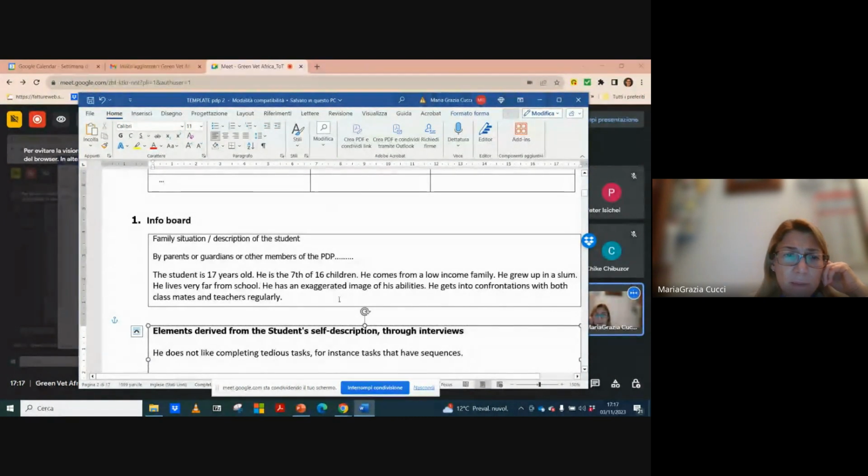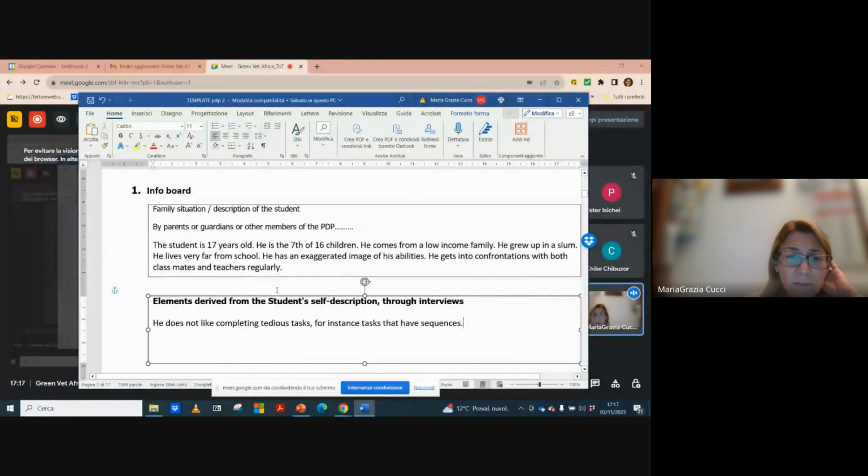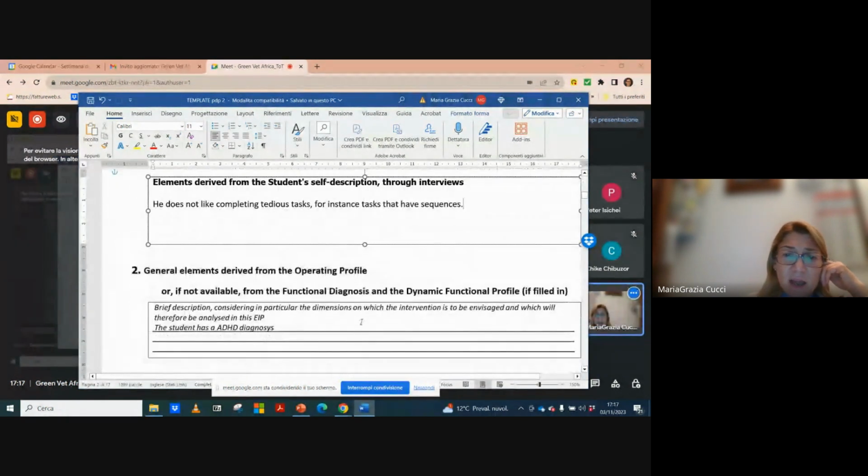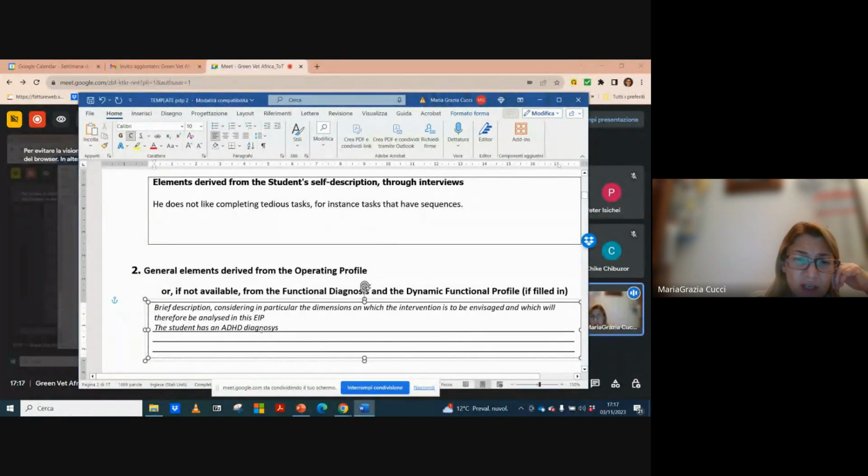He grew up in a slum. He lives very far from school. He has an exaggerated image of his abilities. He gets into confrontation with both maths classmates and teachers regularly. From the interview with the student, he does not like completing tedious tasks, for instance, tasks that have sequences. And we know from the operational profile that he has an ADHD diagnosis.